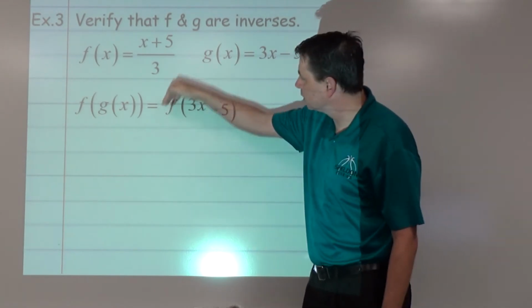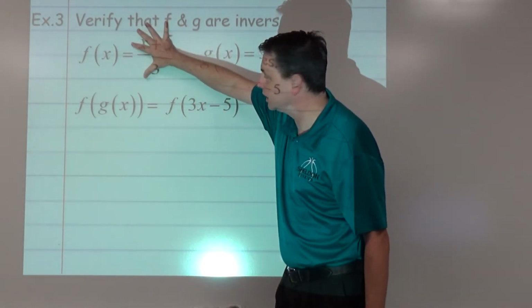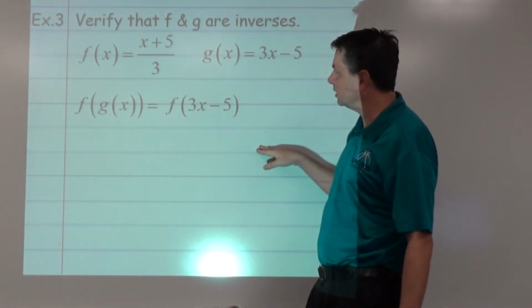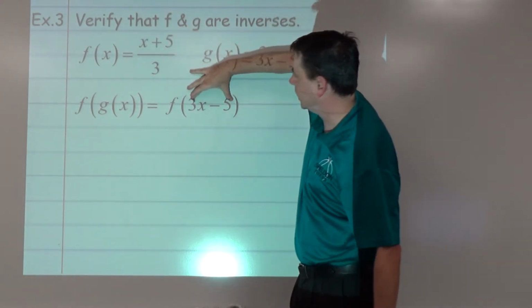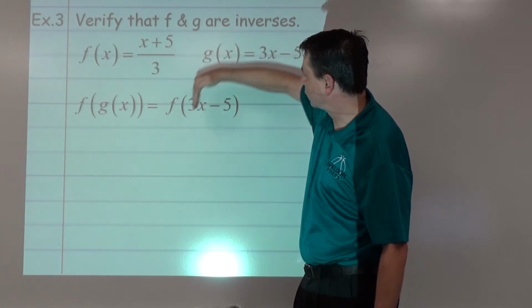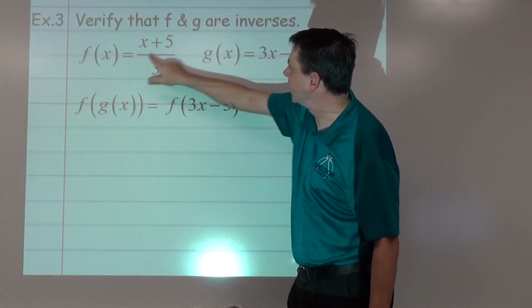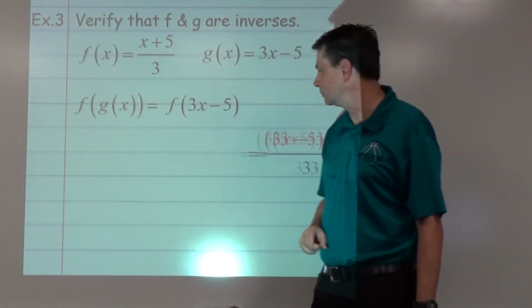And now that gets plugged into f, which is right here. We got this fraction, 3 on the bottom. We're going to replace the x with this. So 3x minus 5 plus 5 all over 3.